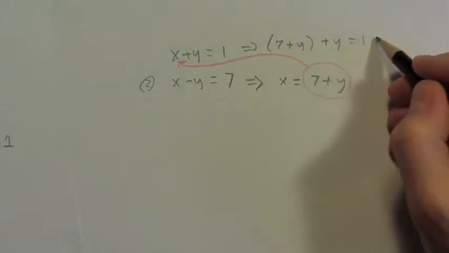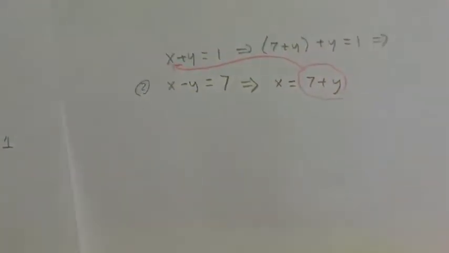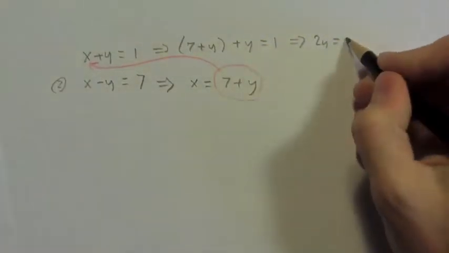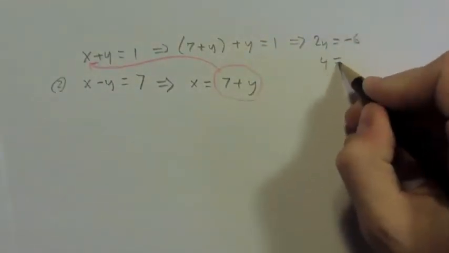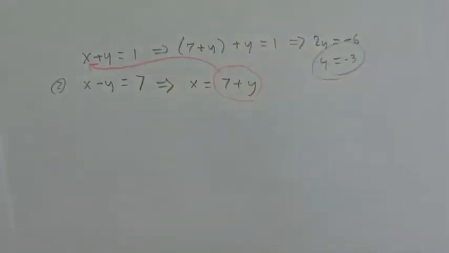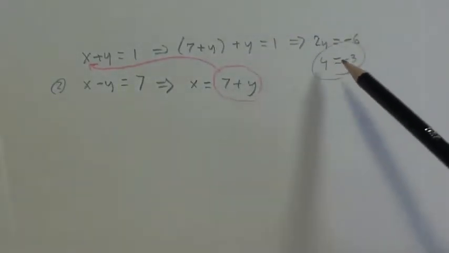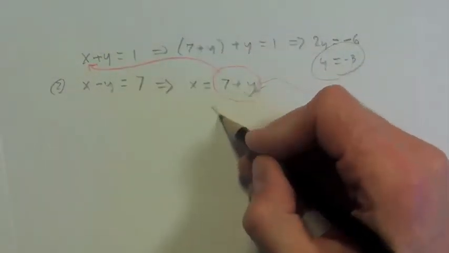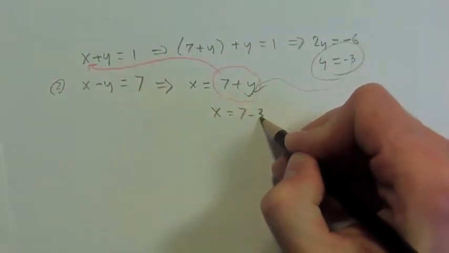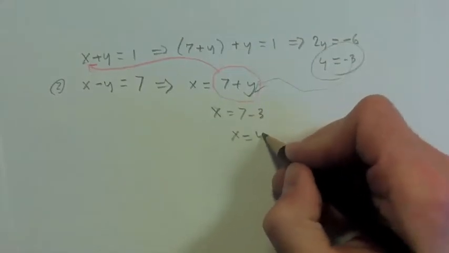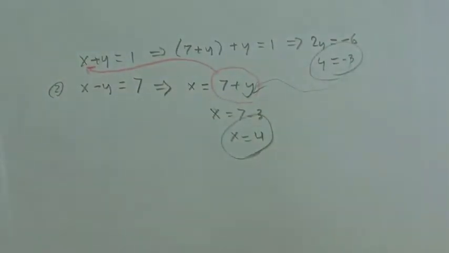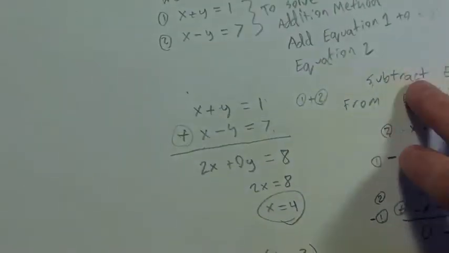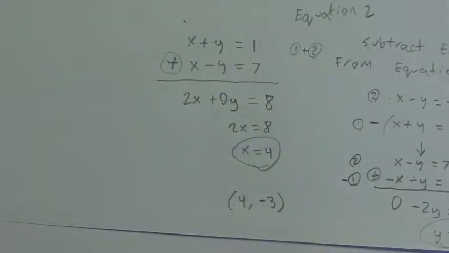So combining my like terms, I get 2y, and I move that over, I get 2y is equal to negative 6. So y is equal to negative 3. Okay, plugging negative 3 back into here, I would get that x is equal to 7 minus 3, so x is equal to 4. Okay, so we ended up getting this same thing using the addition method.